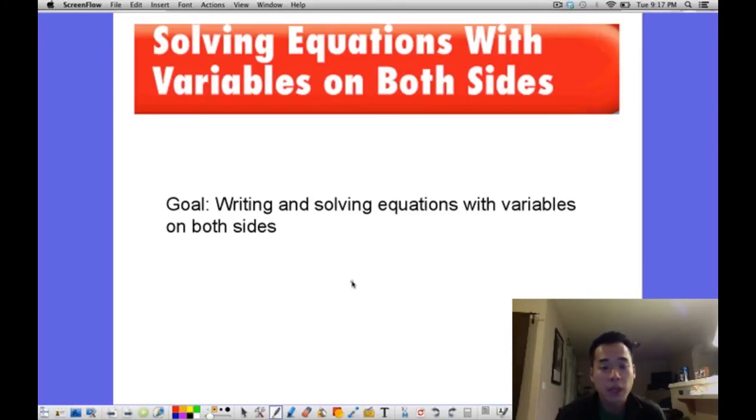Today we're going to be solving equations where the variables are on both sides of the equal sign. Today's goal is very simple. We're going to move all the variables to either the left side or the right side, and all your numbers, your constants, on the other side, so we can solve it like a regular two-step or multi-step equation.